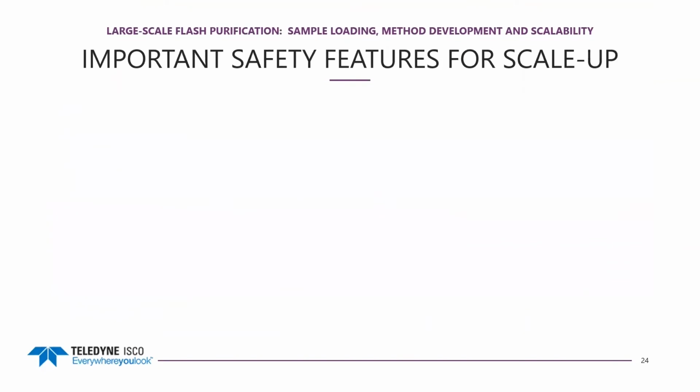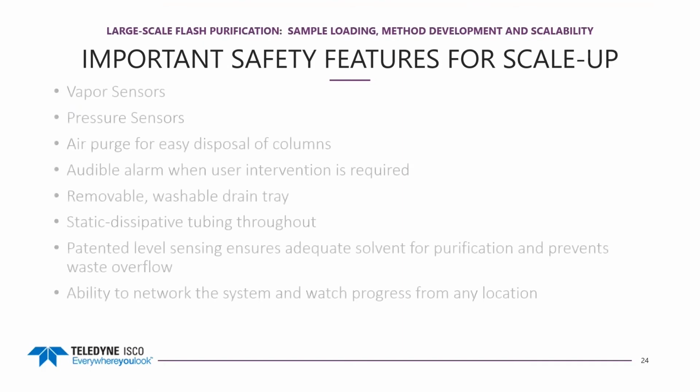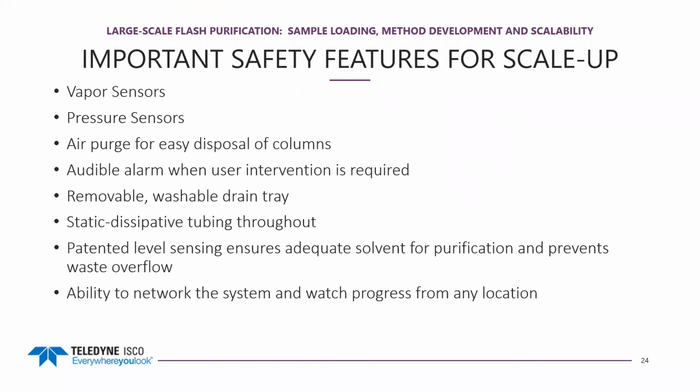When we're doing scale up, there are some important safety considerations and features to consider for your system. The Torrent has a vapor sensor, so if there are any leaks, it'll stop the system automatically until the leak is resolved by the user, and then it can continue. So that's obviously a very good safety feature. Pressure sensors, so if you have a blockage in the column, it's going to slow the flow down or stop the pumps completely so that you don't have any overpressure issues with your column body. Air purge for easy disposal of columns, so you can get the solvent off the column before you remove it from the system. It makes less mess and makes the columns easier to handle.